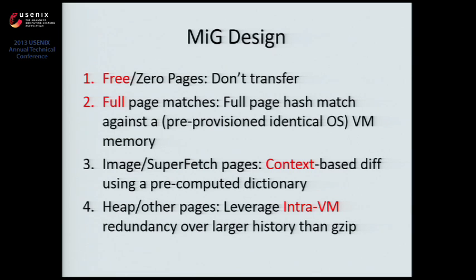So what we do is we use that context to do a diff on the page. Data comes from the file system, but some things might change because there are pointers or other things, so it won't be identical. So we need an intelligent way of doing diff, which is what we do. And then for heap and other pages, we take the whole VM and find redundancy in it to do better than gzip.